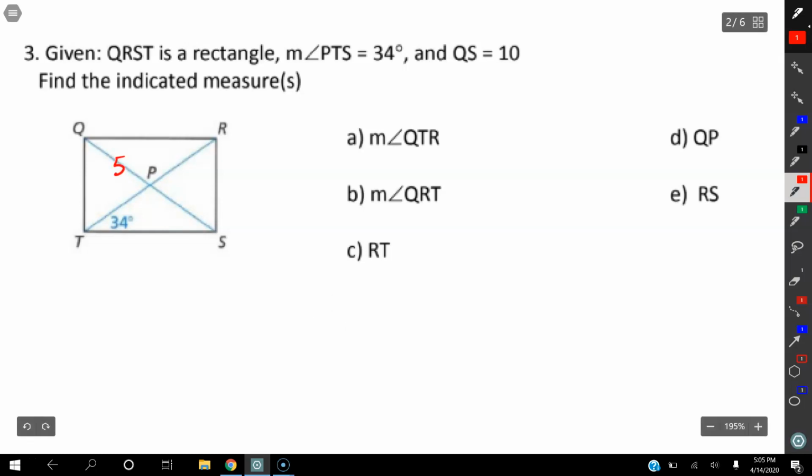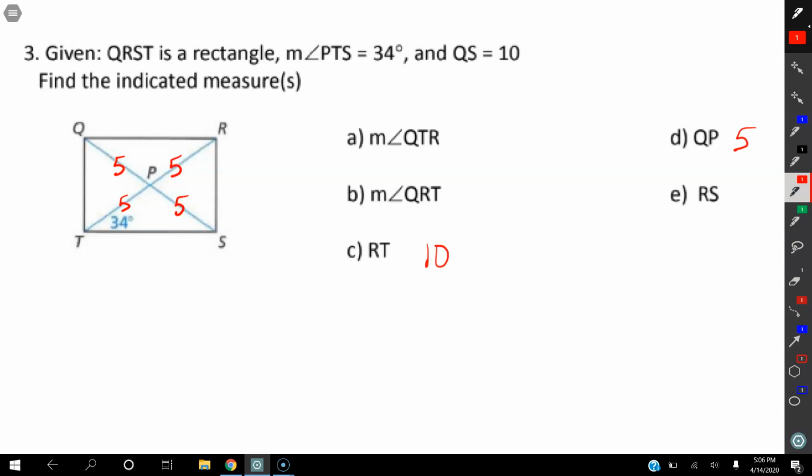So that tells me that QP is 5 and PS is 5. And also, since diagonals are equal in a rectangle, I know that this is 5 and this is 5. So that's going to wipe out some questions over here. So P to T, or actually R to T, is going to be 10 because that's the whole distance. Q to P is going to be 5. And R to S, we don't have R to S right this moment, so that's going to take a little bit of work.